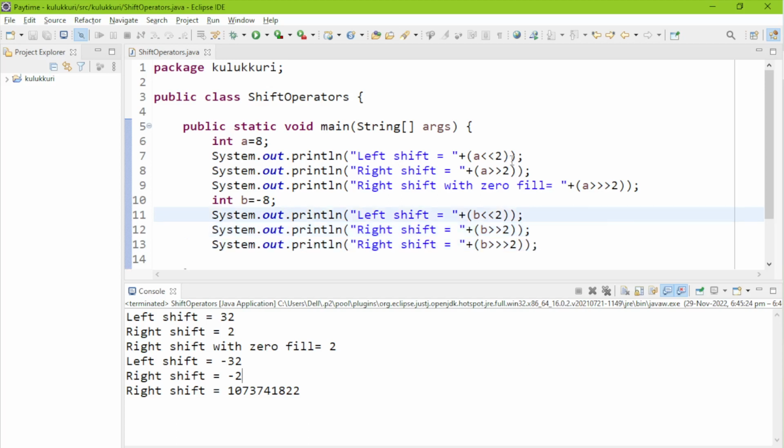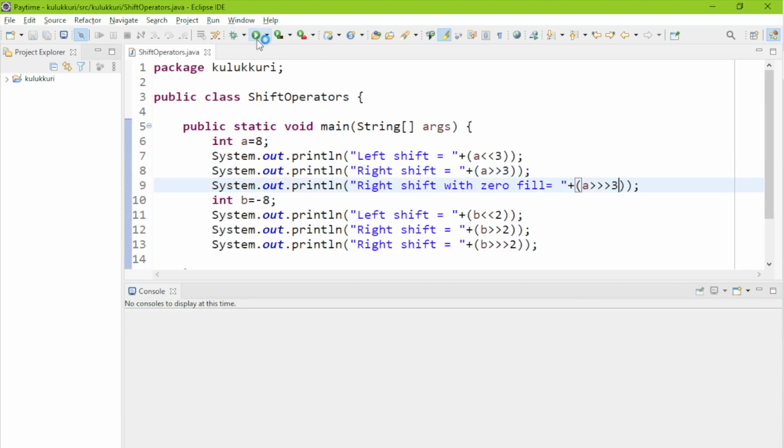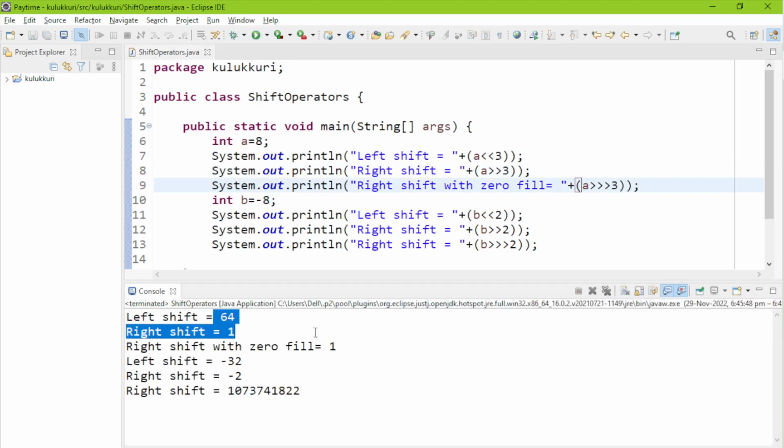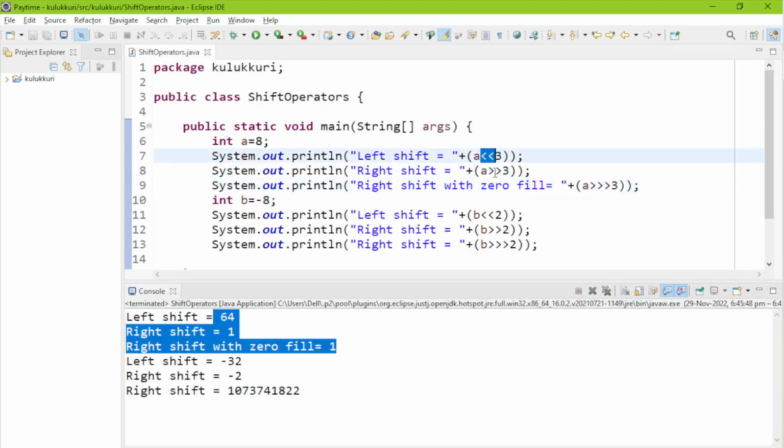Here we have done 2 bits, that means we have applied the operator only for 2 bits. If we give 3, the left shift or right shift will happen for 3 bits. These are the values for the 3 bit shift. Yeah, thank you.